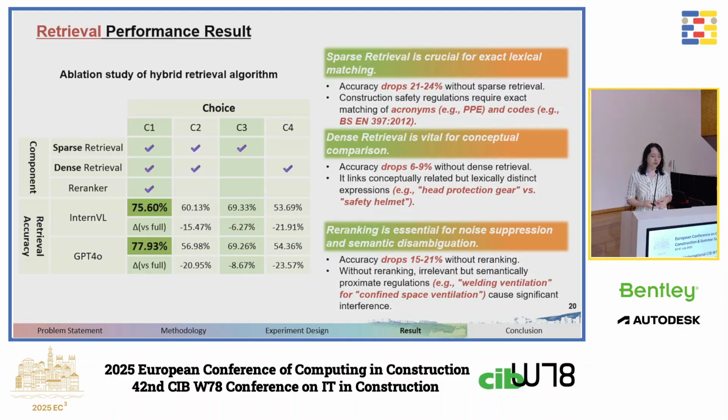And also, if we do not have the re-ranking model, the accuracy will drop about 24%. So the cross-encoder will excel in handling noise, for example, irrelevant welding rules in a confined space query.